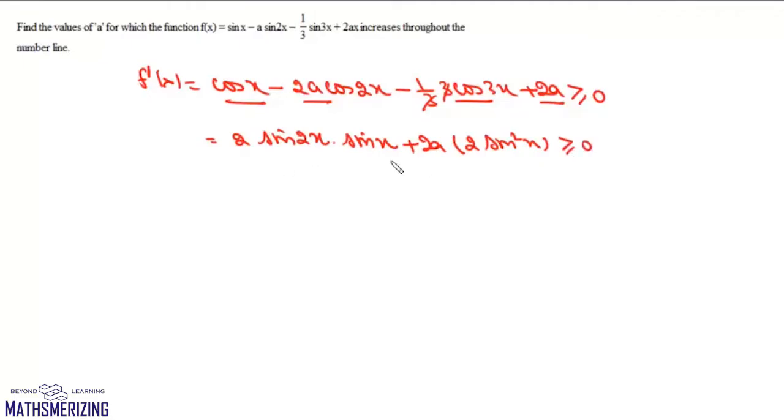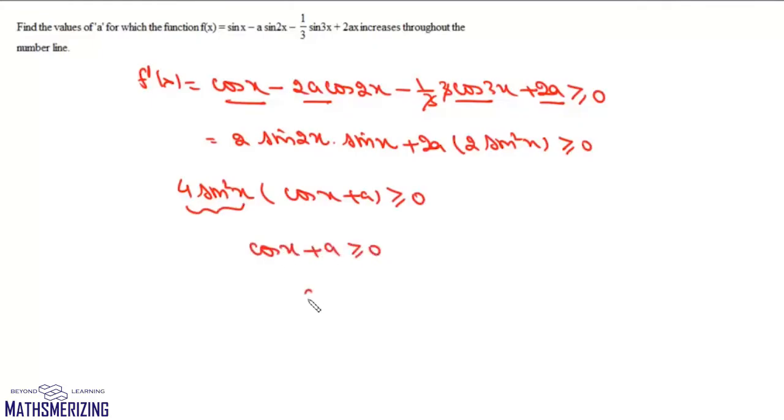Now here we'll take 4 sin square x common. If we take 4 sin square x, we'll get cos x plus a, and it is greater than or equal to 0. Now 4 sin square x is always greater than or equal to 0. That means the condition that we'll get here is cos x plus a is greater than or equal to 0, or a is greater than or equal to minus cos x.